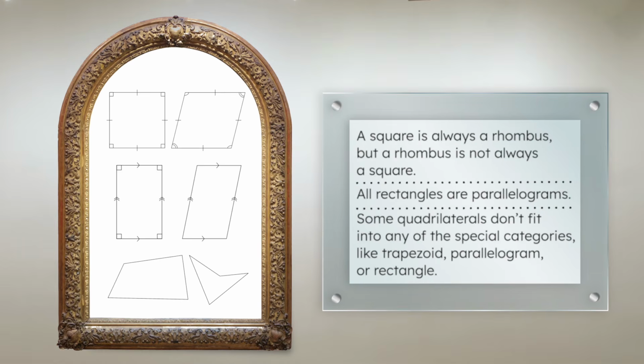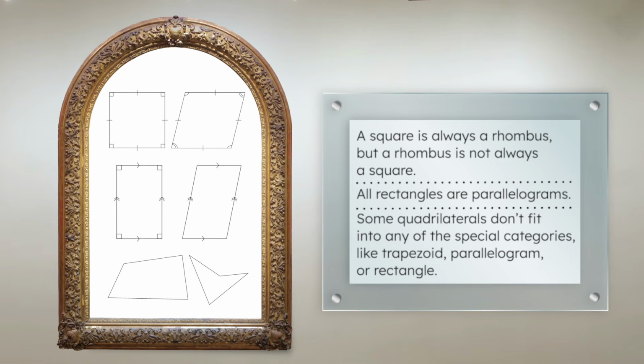So, what makes each of these statements true? Well, the first statement is true because a square has 4 equal sides, just like a rhombus. But a square also has 4 right angles, and a rhombus doesn't have to. So every square is a rhombus, but not every rhombus is a square.